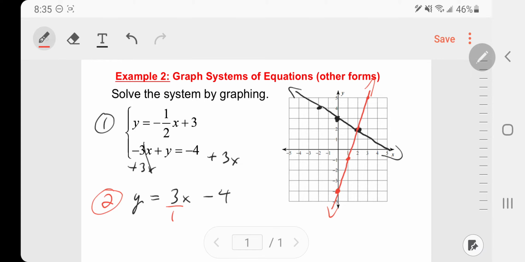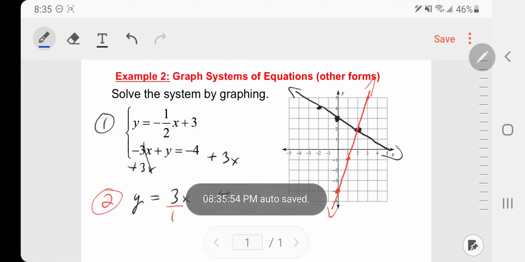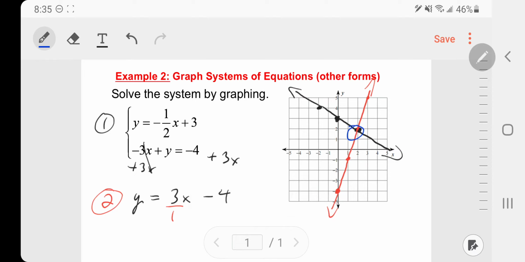Okay, so we have our point of intersection, which is right here, and that is the point (2, 2). All right, and that would be the solution to this system of equations.